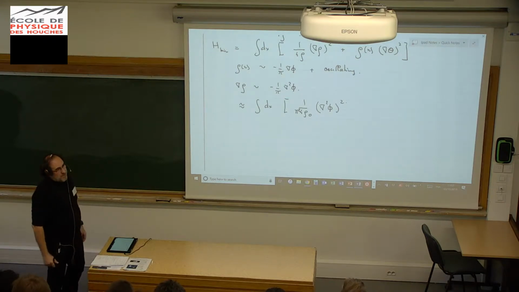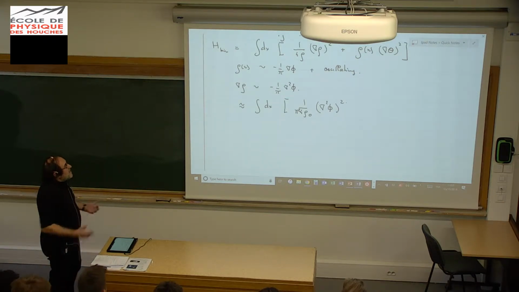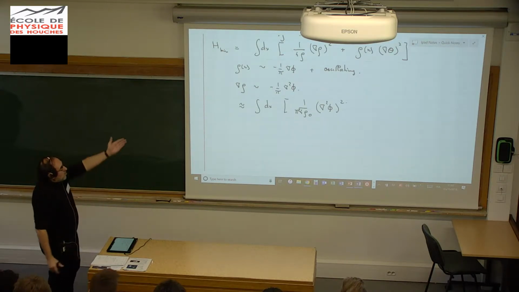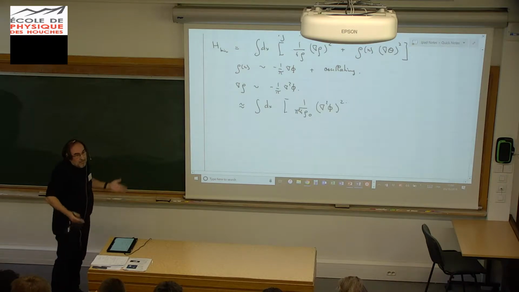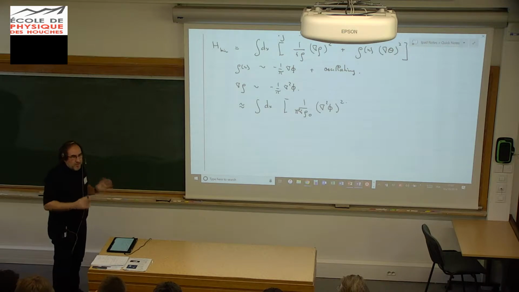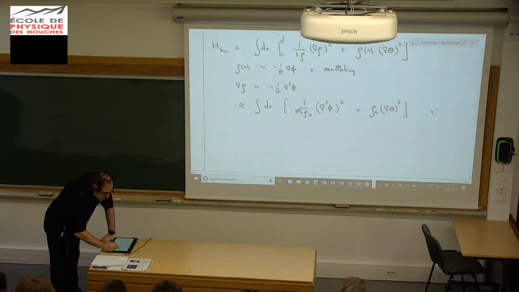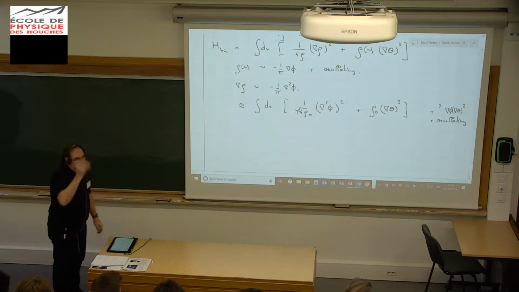The second term, same thing. Let me keep the thing which has the least gradients, the least derivatives, the least operators. Rho of x is rho 0. After all, there is this term, that's for sure. Whether the additional terms are important, we can think again. So I could say that this Hamiltonian is rho 0 grad theta squared here, plus terms which are grad phi, grad theta squared, oscillating, blah, blah. Okay, let me throw all this away.